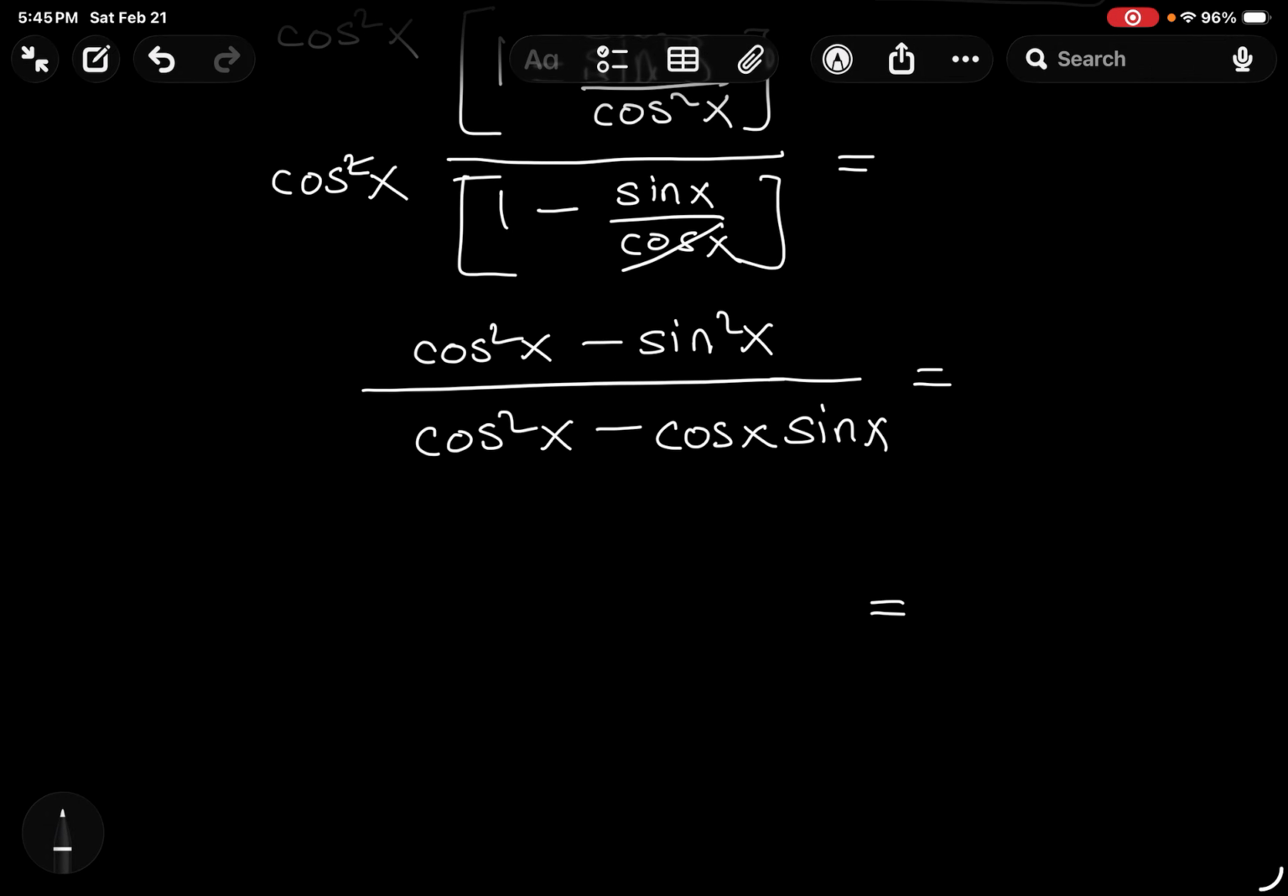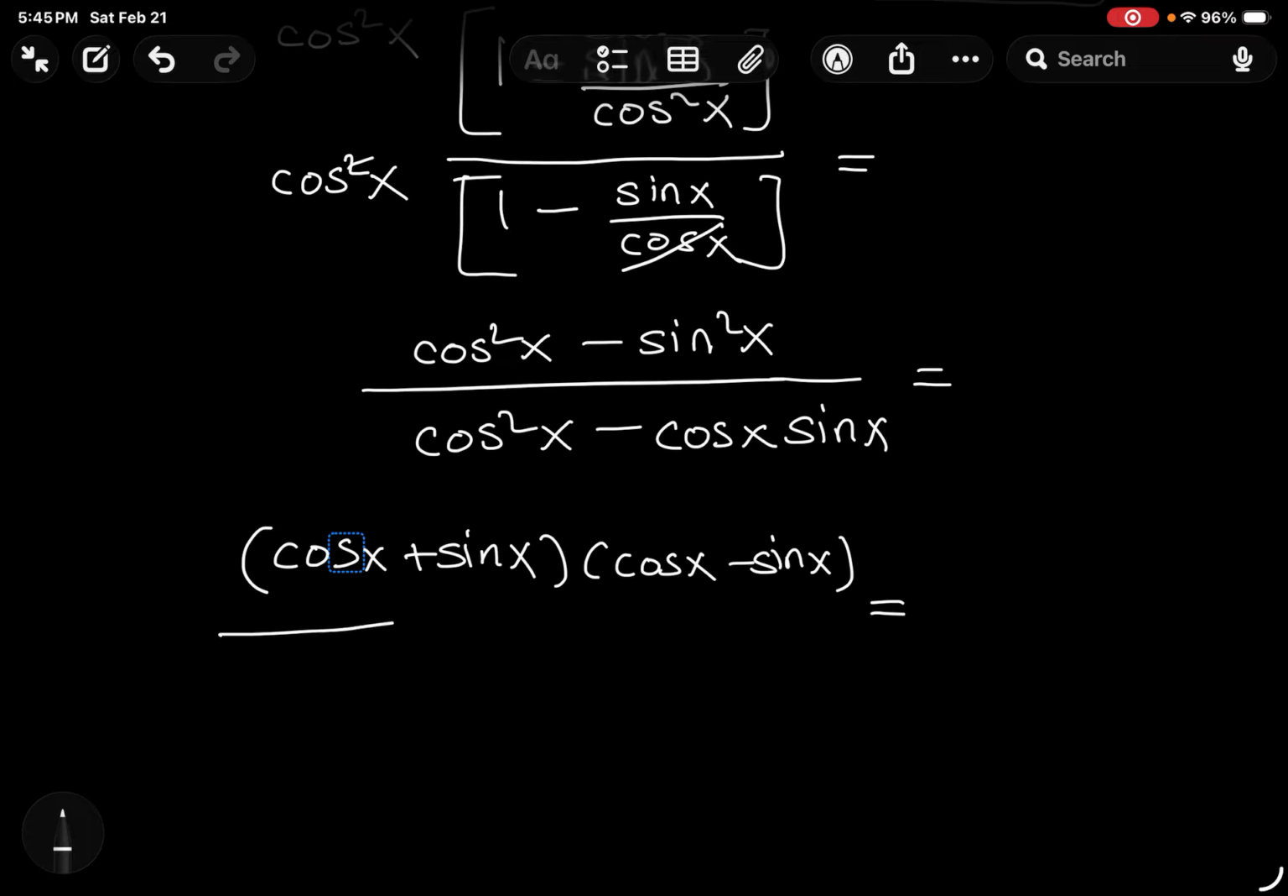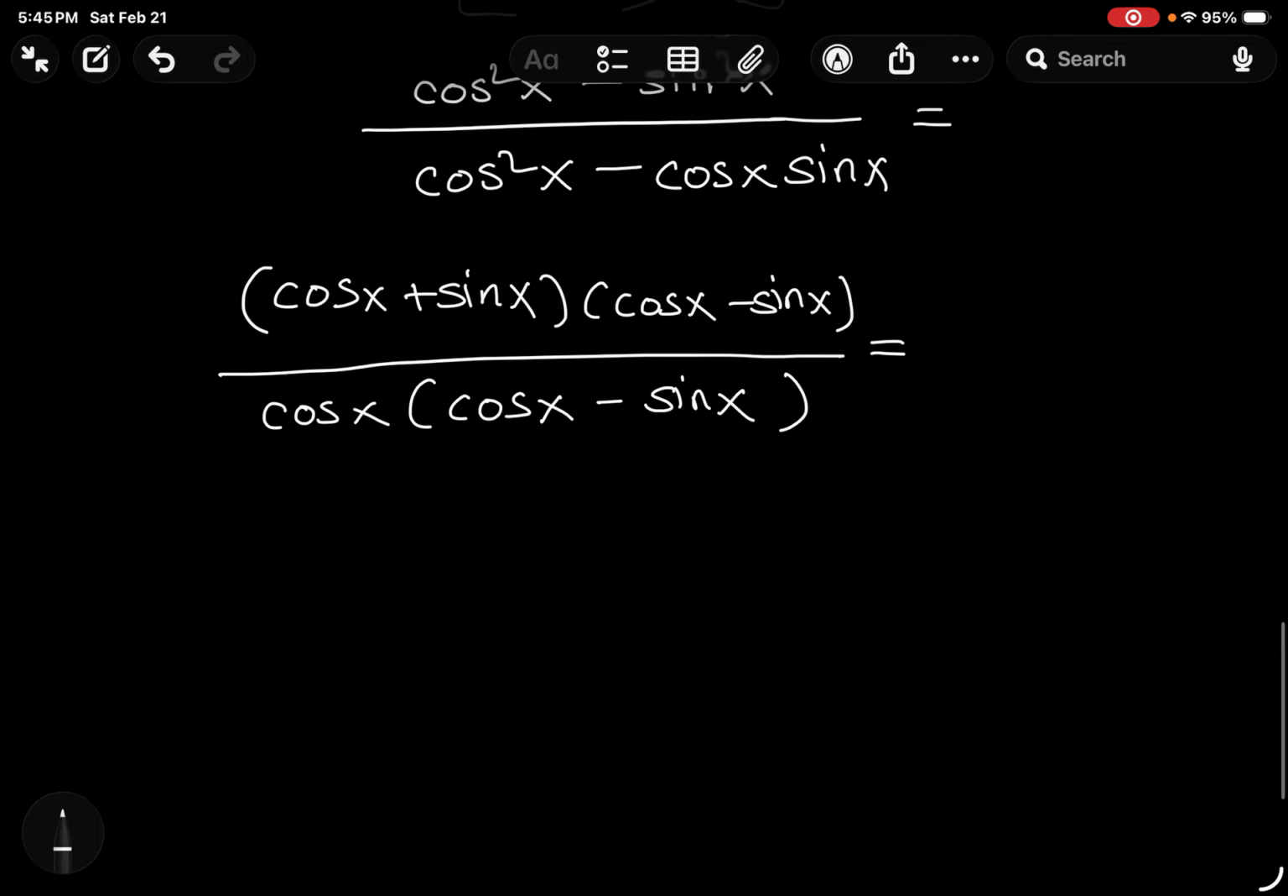Okay, so in my numerator, I can factor a difference of two squares. That's cosine x plus sine x times cosine x minus sine x. In my denominator, I can factor out cosine x as a GCF. That will give me cosine x minus sine x. And now you can see that I have some common factors that I can cancel out, and I am done.